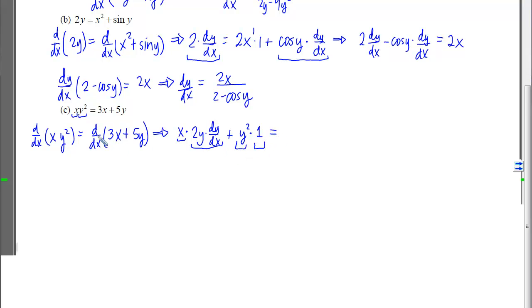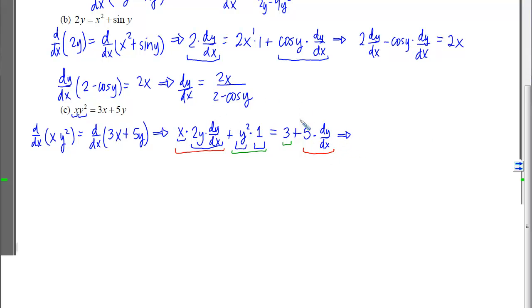There's my left side. On the right, the derivative of 3x with respect to x is simply a 3, and the derivative of 5y with respect to x will mean I move through the 5 and then I hit the y and get a dy dx. Now I have two terms involving dy dx's, and I have two terms that don't involve dy dx. So I need to collect the things that have dy dx's on one side and the things that don't have dy dx's on the other.